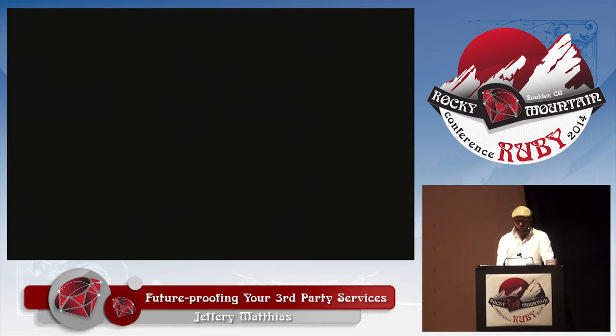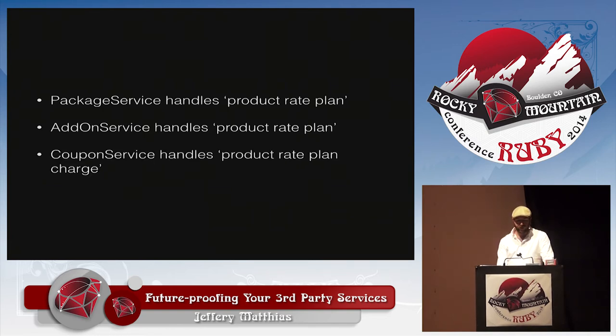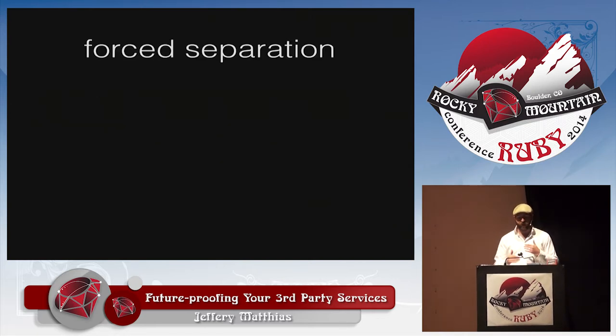So to get an idea, we actually then have a package service that handles the product rate plan. We have an add-on service that handles product rate plans as well, but in a slightly different context. That doesn't mean we can't reuse code. And then we have a coupon service that handles the product rate plan charge. So I've been talking about separating these concerns, and we actually have a couple things that we use to force this separation. One of them is data transfer objects.